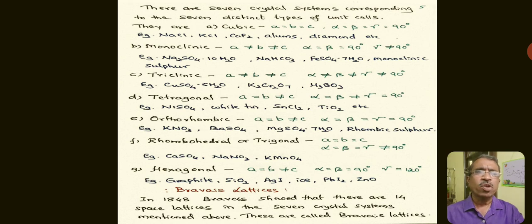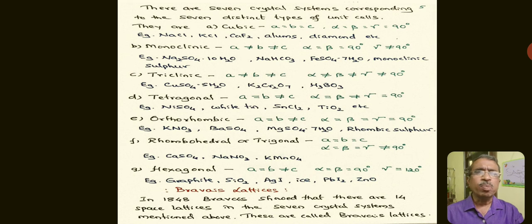First is cubic. In this case, a is equal to b is equal to c, and alpha, beta, gamma are all 90 degrees. Examples of this type are sodium chloride, potassium chloride, calcium fluoride, alums, diamond, etc.